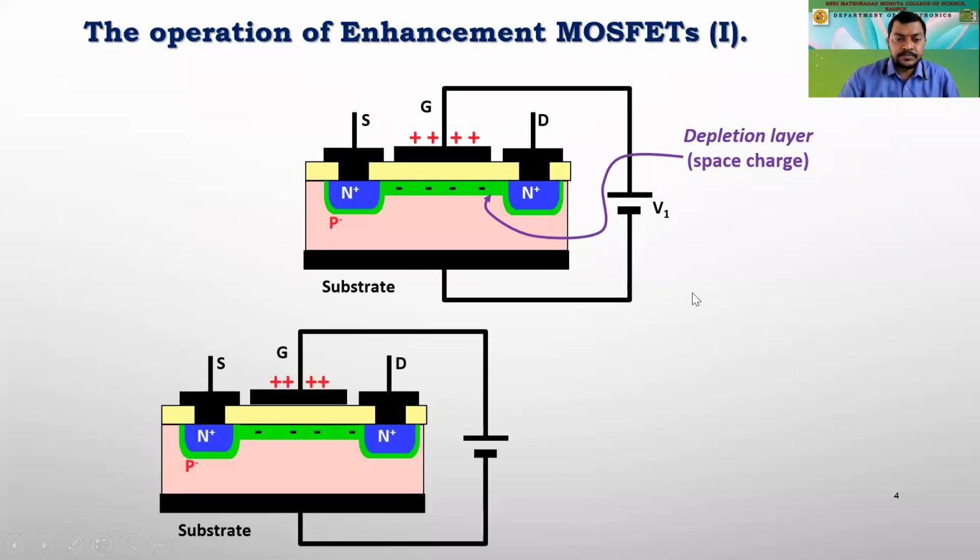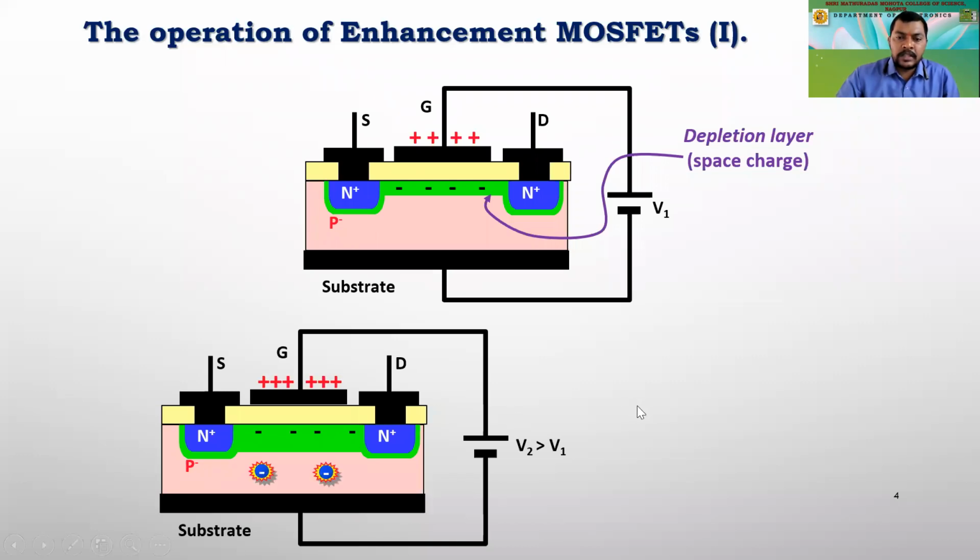Right? Now again, if we increase the voltage so that V2 is greater than V1, then what happens? The voltages will go up and the depletion layer will go on increasing. Since we are connecting it to a reverse bias, the width of the depletion layer will go on increasing, as shown over here.